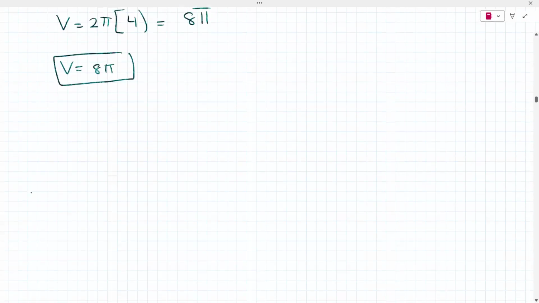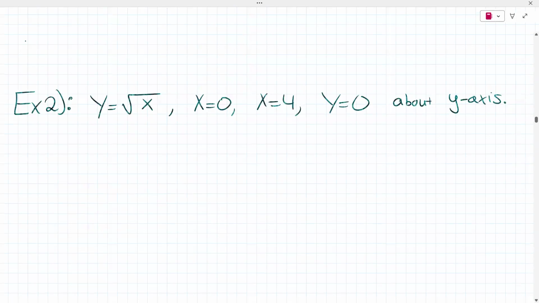Okay, let's move on to example 2. We have y equals square root of x, and x equals 0, and x equals 4, and y equals 0. This time we're revolving around the y-axis, so it's exactly like example 1, but this time we're revolving about the y-axis. So our slice is parallel to the y-axis, and the radius is between the axis of revolution and slice.